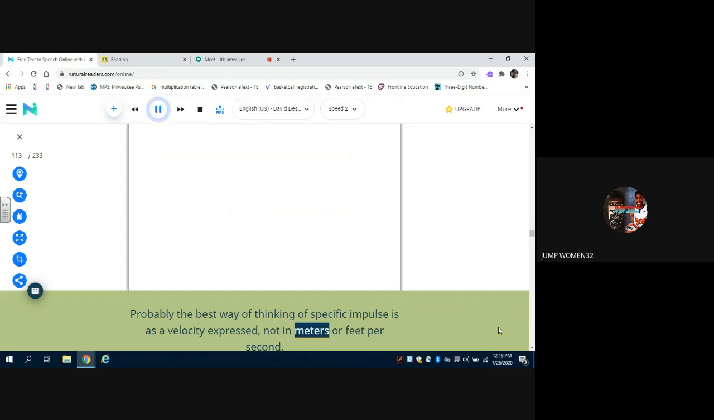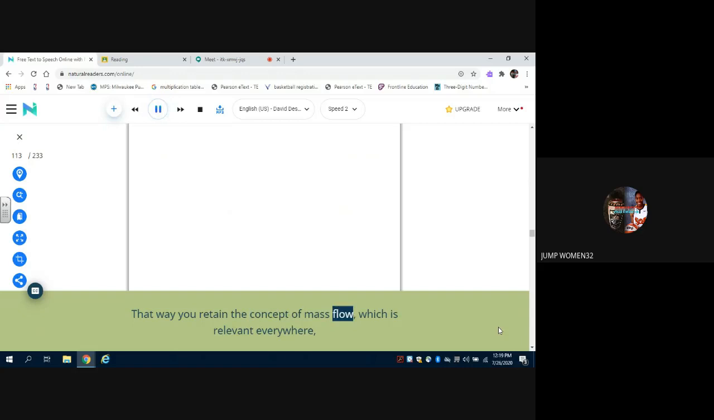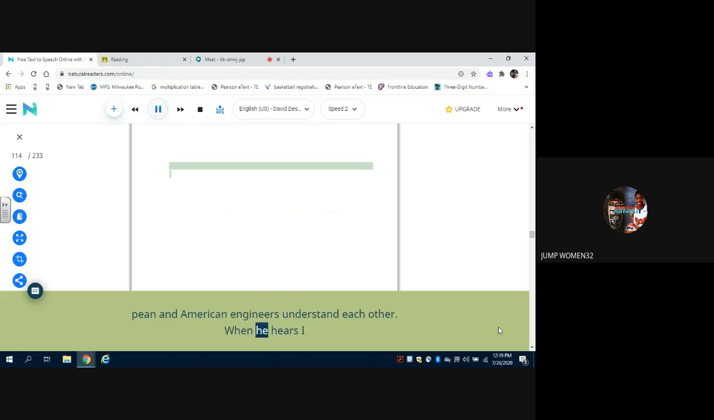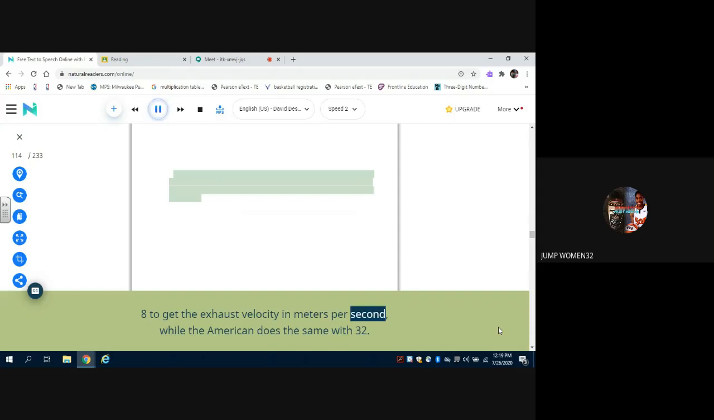Probably the best way of thinking of specific impulse is as a velocity expressed, not in meters or feet per second, but in units of 9.8 meters, or 32.2 feet per second. That way you retain the concept of mass flow, which is relevant everywhere, and doesn't depend upon the local properties of one particular planet, and at the same time lets European and American engineers understand each other. When he hears Isp equals 250, the European multiplies by 9.8 to get the exhaust velocity in meters per second, while the American does the same with 32.2 and comes out with feet per second. When will the US ever change over to MKS?